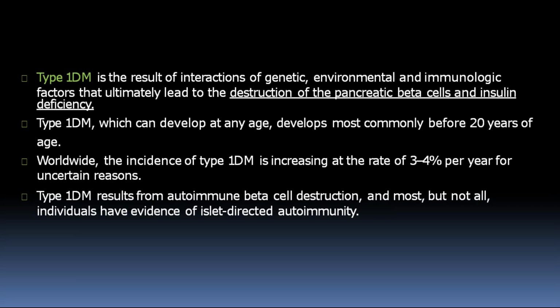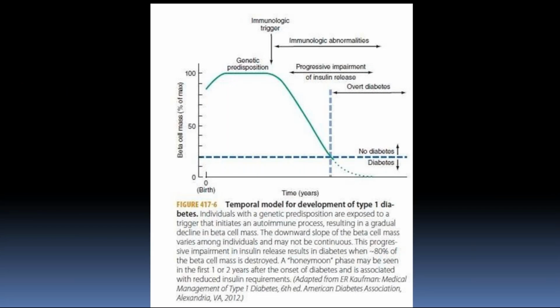So there are some idiopathic causes also, which we are not aware of. Coming to this chart, we can see the temporal model for development of type 1 diabetes. On the vertical axis there is beta cell mass, and on the horizontal axis there is time over years. Usually these patients with type 1 diabetes have a genetic predisposition, and some immunological trigger is there.